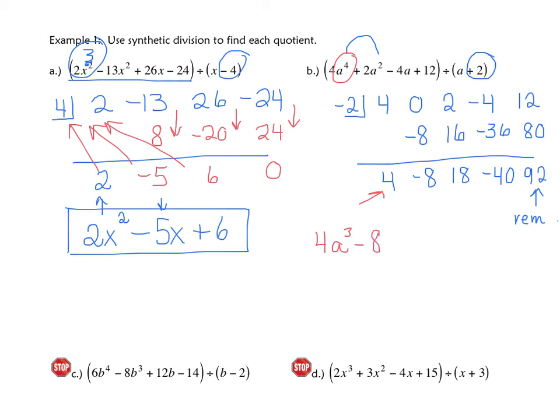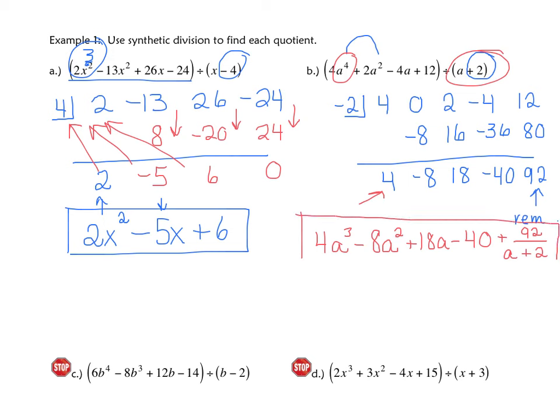Minus, my next one is 8a to the 2nd, plus 18a, minus 40, and now for the first time we have a remainder that's not 0. The way that you write your remainders, you take whatever that number is, that's your remainder, which in our case is 92, and you're going to divide it by the divisor, so a plus 2. And that is our final answer.